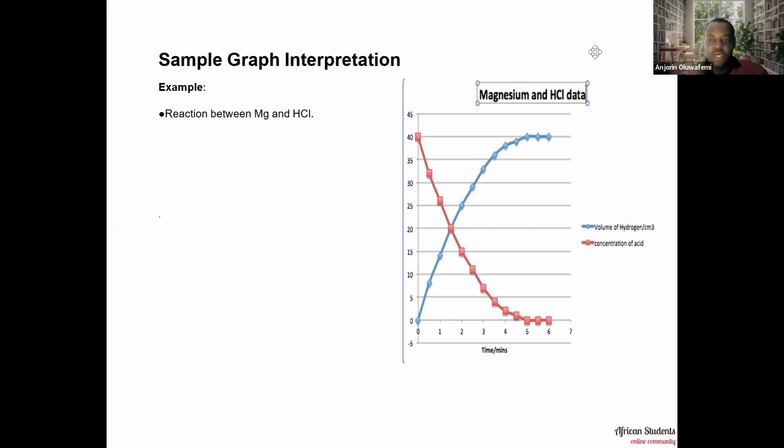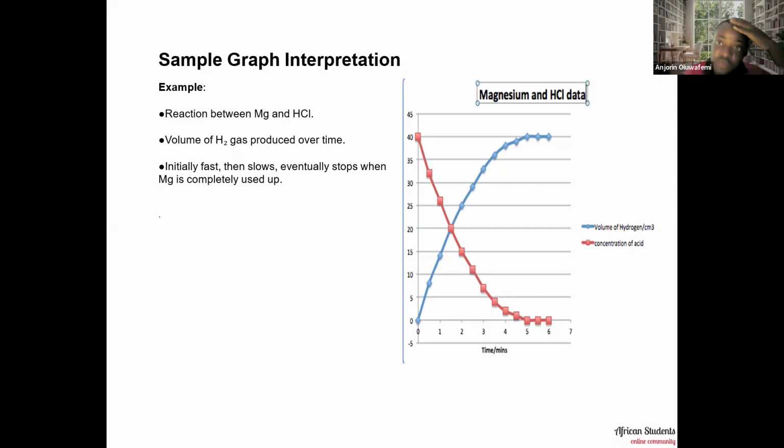You can see the blue represents the volume of hydrogen and then the red the concentration of the acid. So when we have the volume of hydrogen gas produced over time, it is initially fast, then slows, and eventually stops when Mg is completely used up, as we can see from our graph.